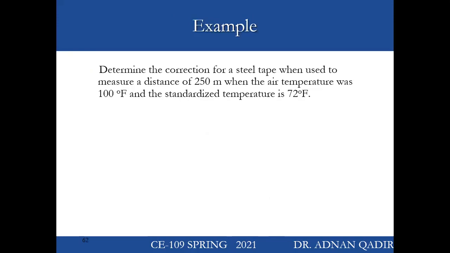Now let's solve an example in which you know how to apply those corrections. Determine the correction for a steel tape when used to measure a distance of 250 meter, when the air temperature was 100 Fahrenheit and the standardized temperature is 72 degrees Fahrenheit. Very simple. 100 minus 72, 9.5 into 10 power minus 6 is alpha, and L is 250. So this is the tape correction.